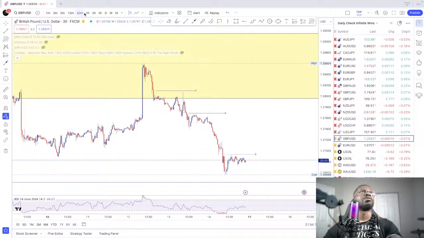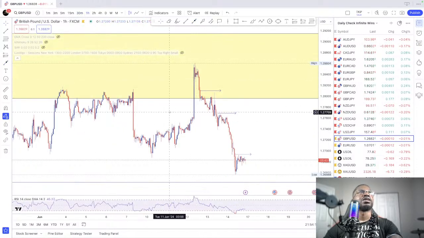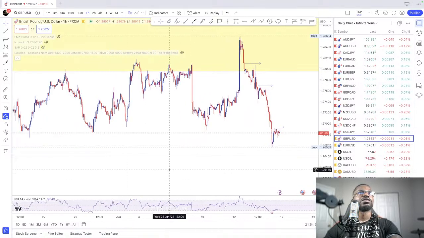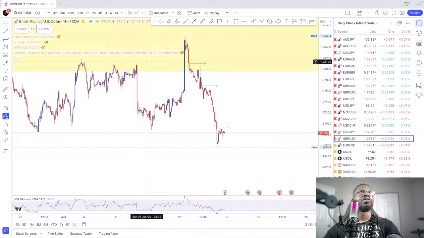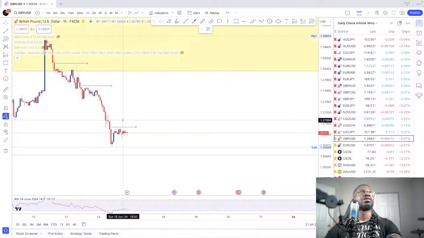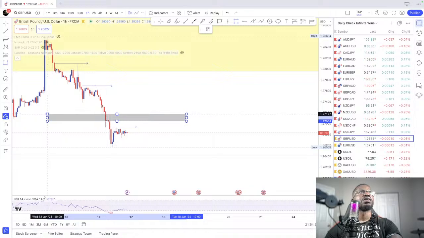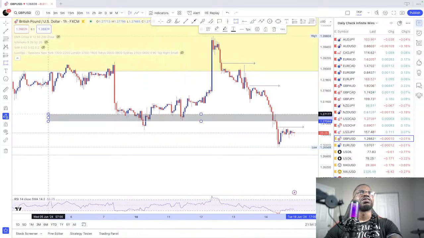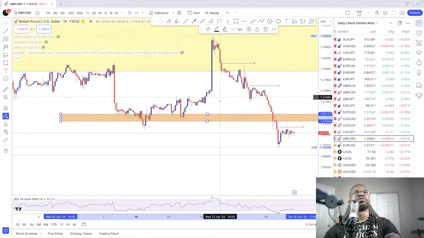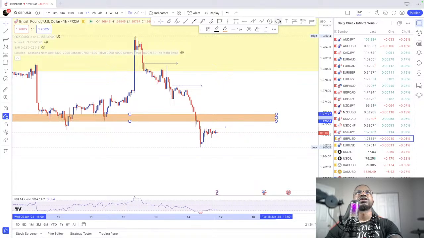Okay, double top up here on the 1 hour. So we're going to set some alerts on. Oh, okay, here we go. I almost missed it. Let's wait to see what happens once this structural level is retested. It's really similar to Euro USD.